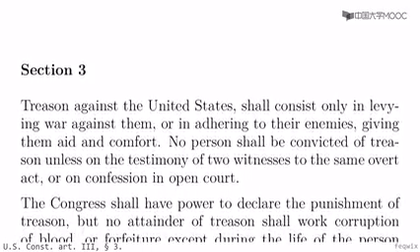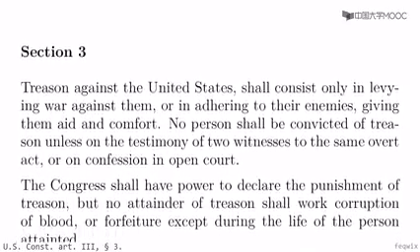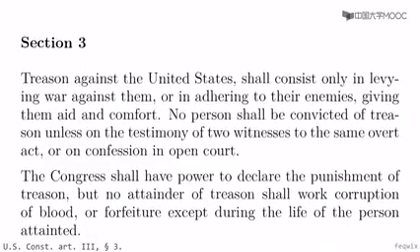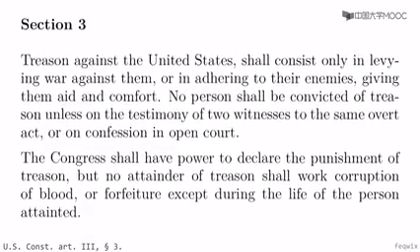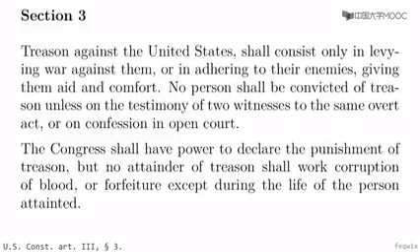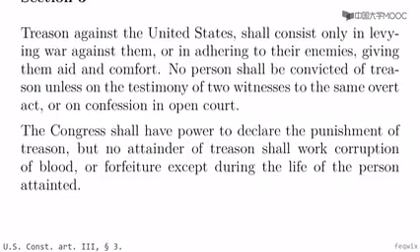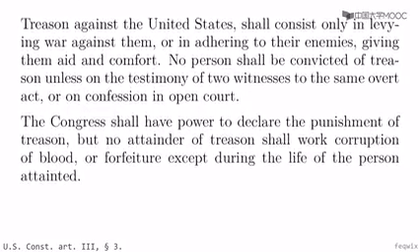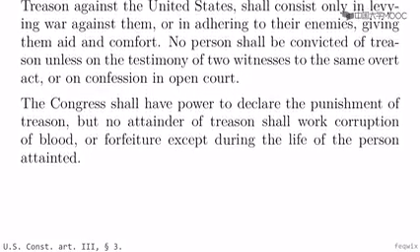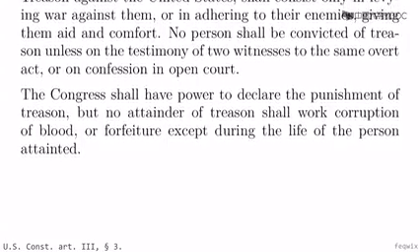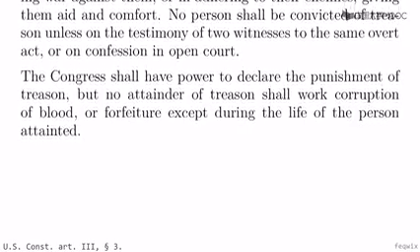Section 3. Treason against the United States shall consist only in levying war against them, or in adhering to their enemies, giving them aid and comfort. No person shall be convicted of treason unless on the testimony of two witnesses to the same overt act, or on confession in open court. The Congress shall have power to declare the punishment of treason, but no attainder of treason shall work corruption of blood or forfeiture except during the life of the person attainted.